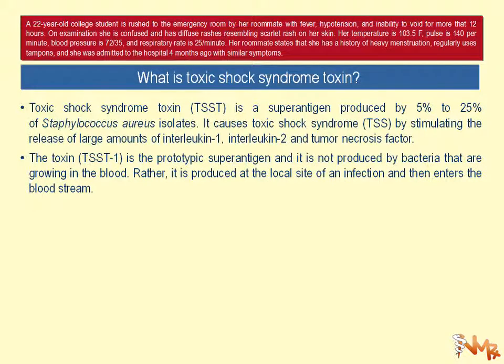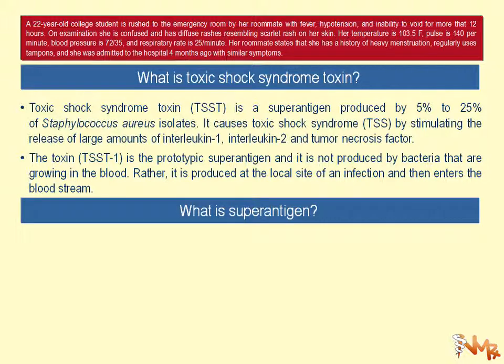The toxic shock syndrome toxin is a prototypic super antigen. Look in that name, super antigen. It is not produced by bacteria that are growing in the blood. Lock in also this information. The super antigen is not produced by the bacteria that are growing in the blood. Rather, it is produced at the local site of an infection, then enters the bloodstream. Now we are back to this major question, and let us together see what is a super antigen after all.